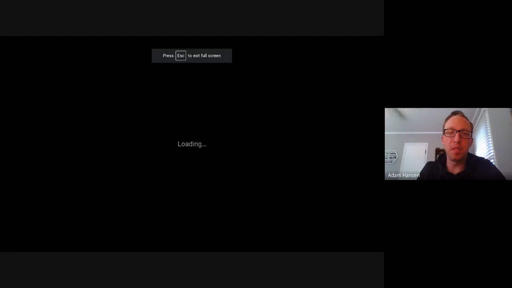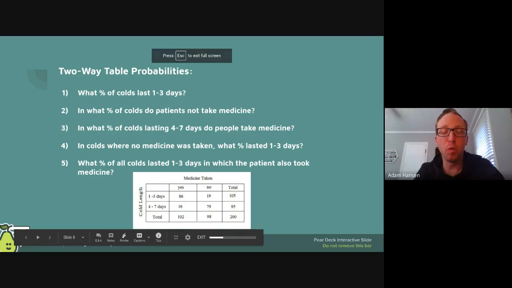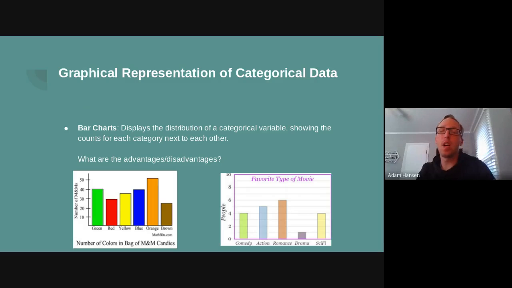All right, we got some tabular representations of categorical variables. Let's look at some other ways to represent categorical variables graphically. A couple good examples of graphical ways to represent categorical variables would be a bar chart. A bar chart displays the distribution of a categorical variable, the different responses, where we show the counts for each category next to each other.